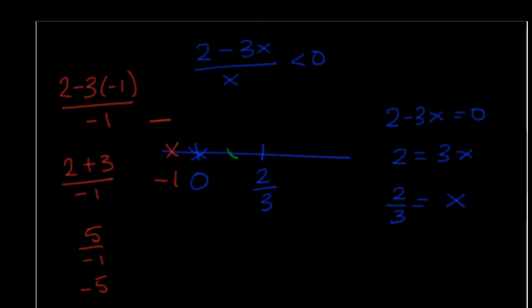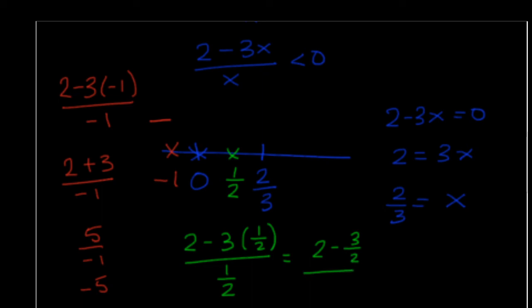Next, let's pick another number between 0 and 2/3. We can call it, say, 1/2. Let's plug in 1/2 in for x. So we have 2 minus 3 times 1/2 over 1/2. And that will be 2 minus 3/2 over 1/2. And 2 minus 3/2, we can think of 2 as 4/2. So 4/2 minus 3/2 is 1/2. 1/2 over 1/2 is just 1. So this is going to be positive.